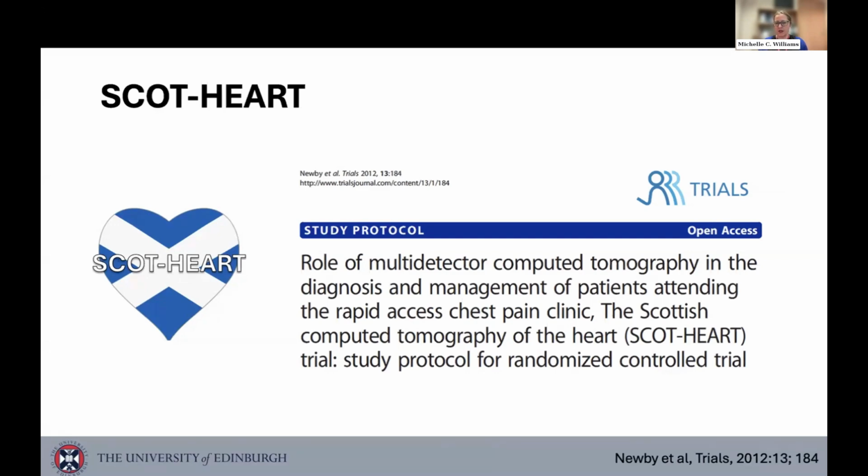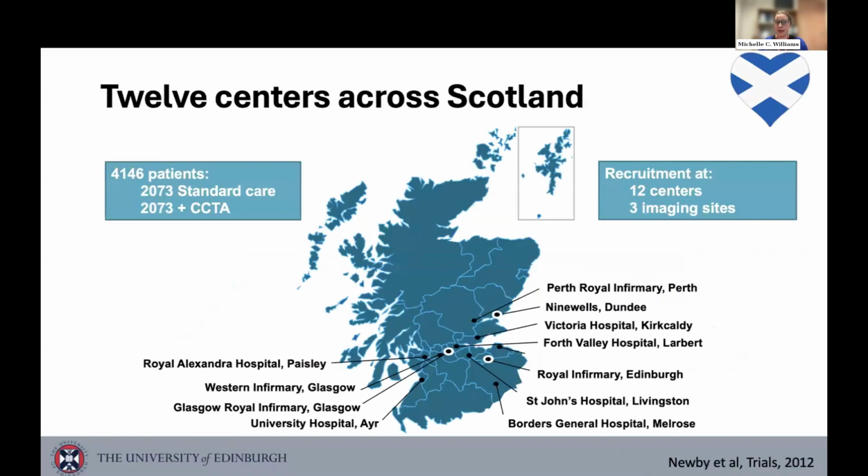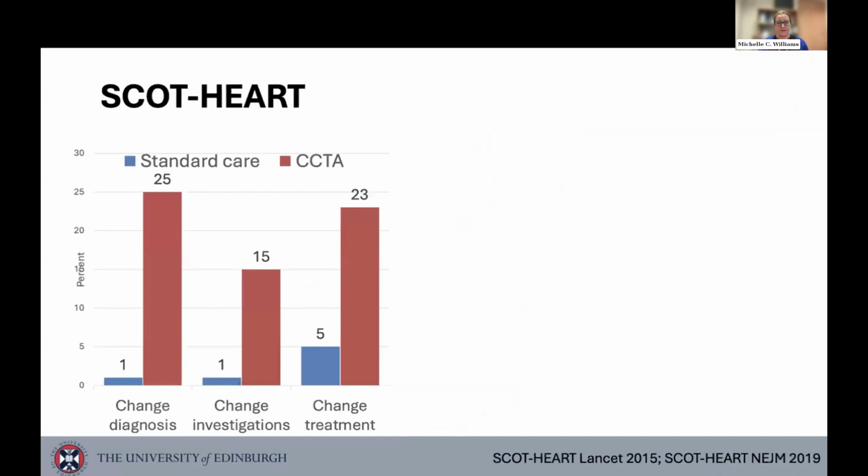So Scott-Hart is a large multi-center randomized control trial looking at patients who attended the Rapid Access Chest Pain Clinic. That's outpatient cardiology clinics with symptoms of suspected angina due to coronary heart disease. So your stable chest pain patients or your chronic coronary syndrome patients, depending on the different ways you want to call it. We recruited patients across 12 centres across Scotland, half having a CT scan, half not having a CT scan, and we've been following up the patients ever since.